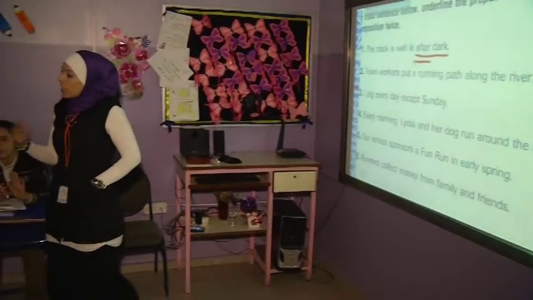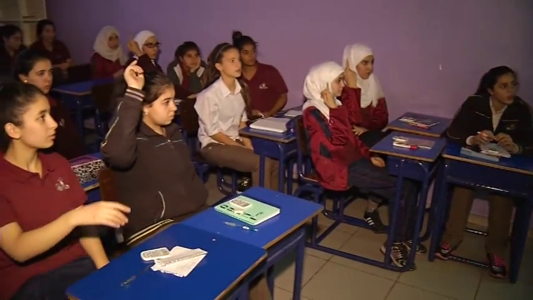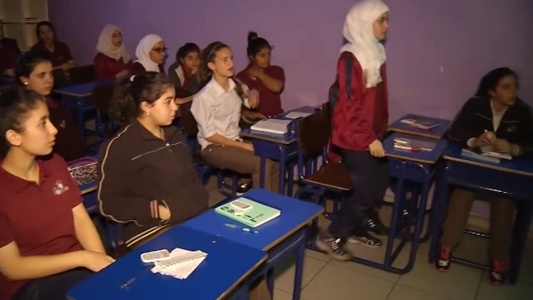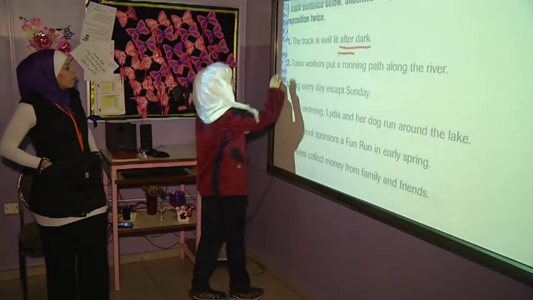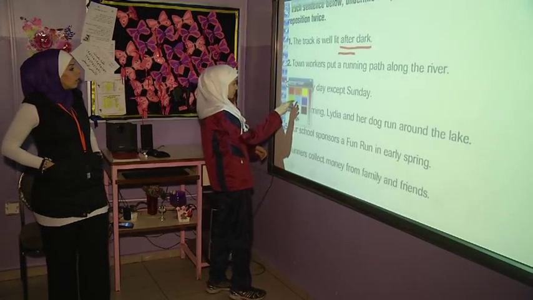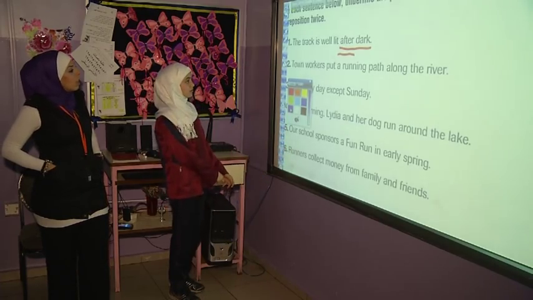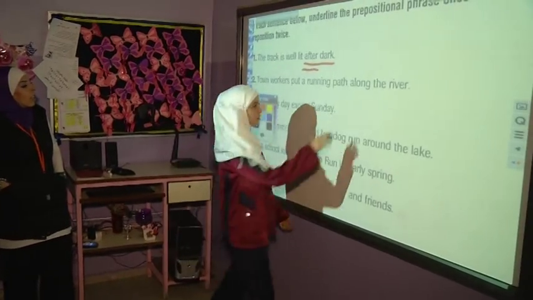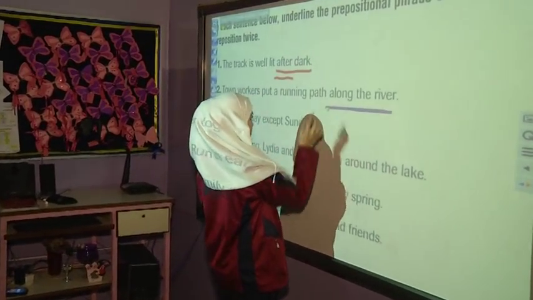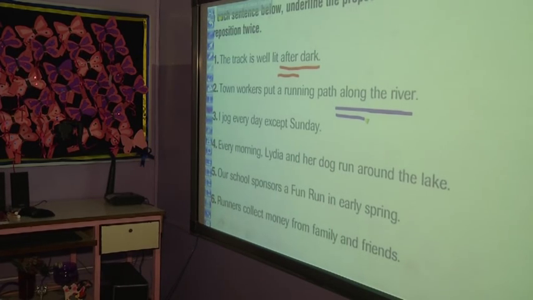Excellent. Second one. But change the color of the pen, if you please, to make it more attractive. You chose green? Okay, purple? A running path along the river. Okay. Along the river is the prepositional phrase. Excellent. Very good.